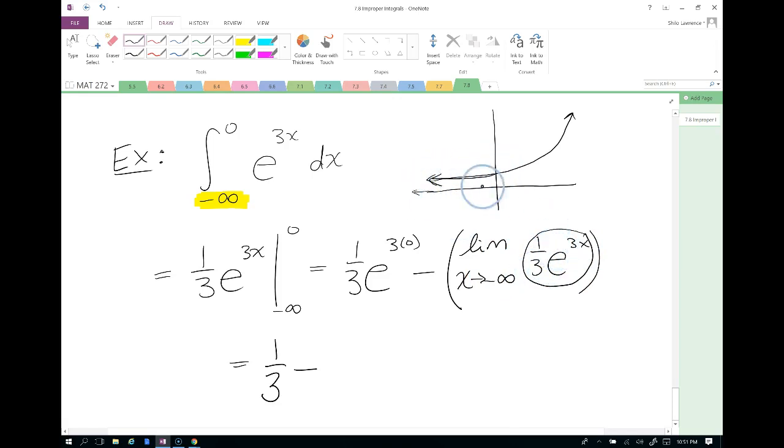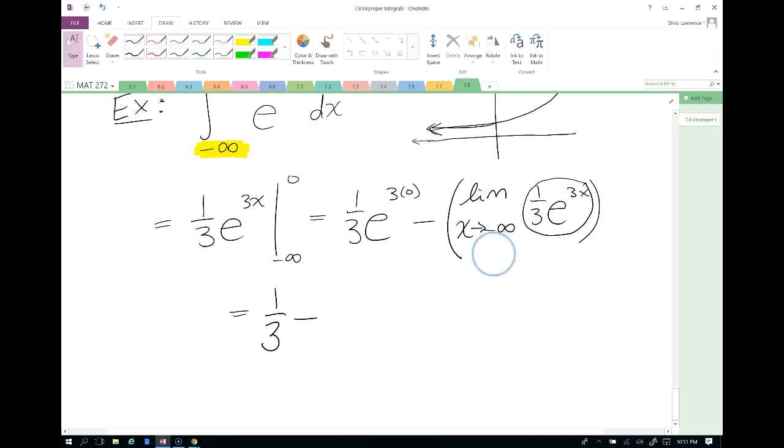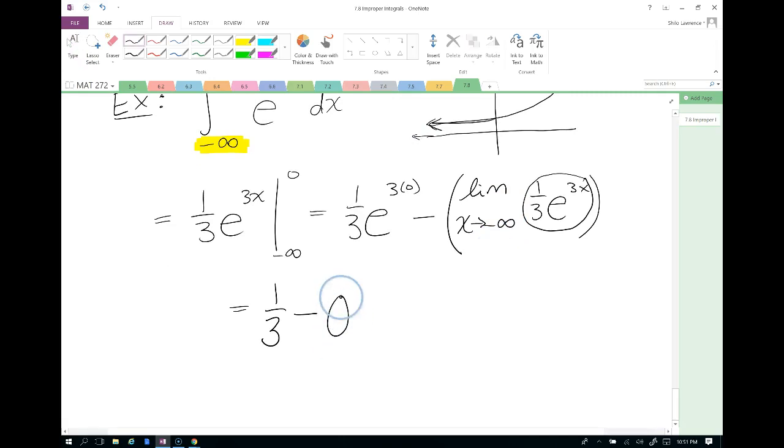The e graph has a horizontal asymptote of y equals 0 as x approaches negative infinity. So that piece is going to 0. So we get an answer of 1/3. So very often you can figure out these limits by taking a look at what's happening on that graph, especially when it's an infinite limit as x approaches positive or negative infinity.